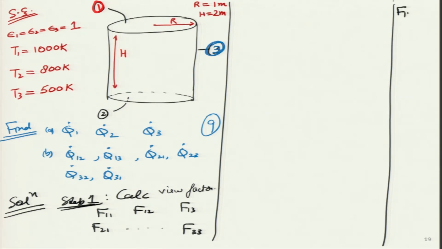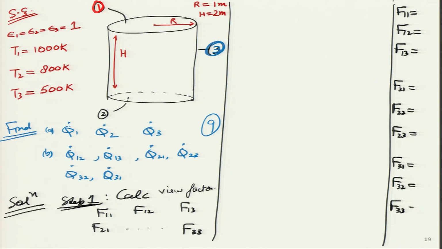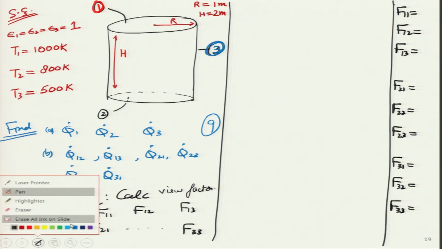So, what is the value of F11, F12, F13, F21, F22, F23, F31, F32, F33? So, this is a real life problem that we are trying to solve, and now the science of this particular view factor becomes important. So, I will ask students to quickly help me solve the simplest part.